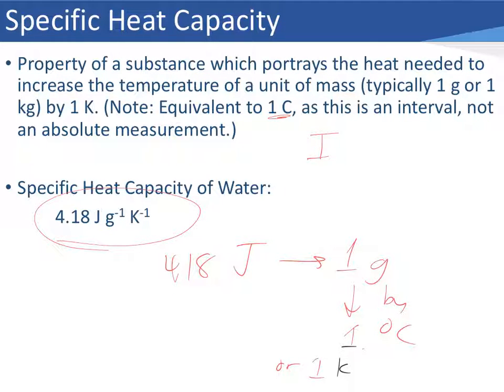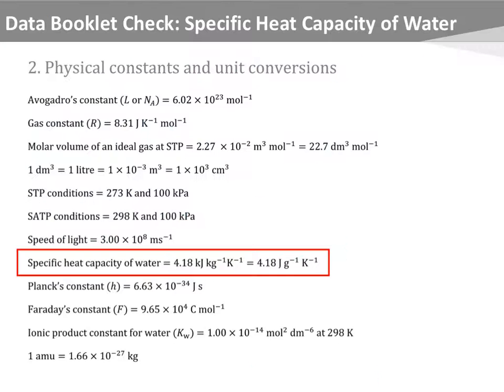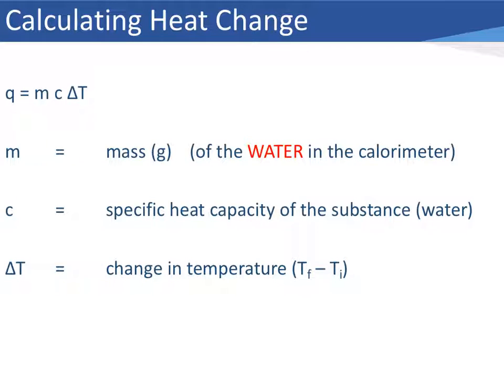So 1 Kelvin. This is a pretty high specific heat capacity. Most metals are decimals, fractions of 1. Water is 4.18. It's quite a high specific heat capacity. Your data booklet gives you the specific heat capacity of water with two different units, joules per gram degree Kelvin or kilojoules per kilogram degree Kelvin. 4.18 in either case. So when we calculate heat change, we will usually use water in a calorimeter, but there are other scenarios that we might use for calculating heat changes.